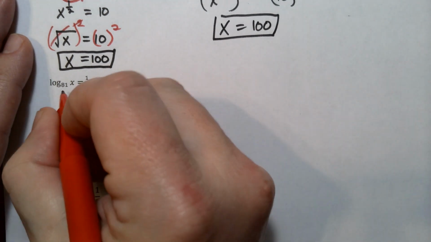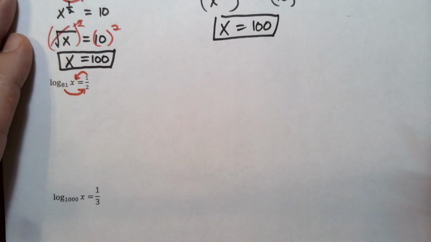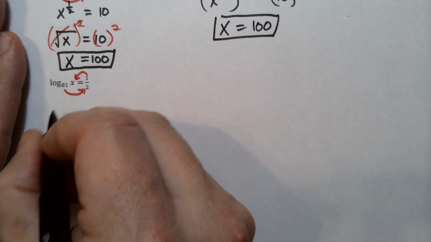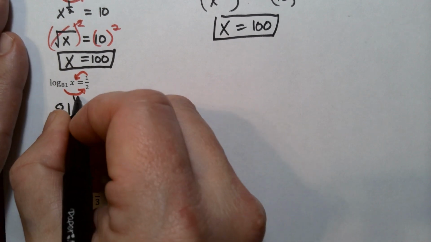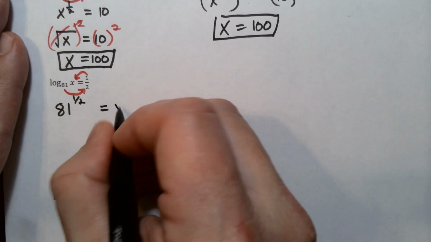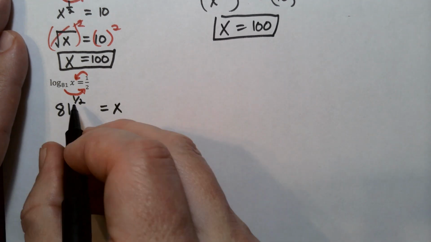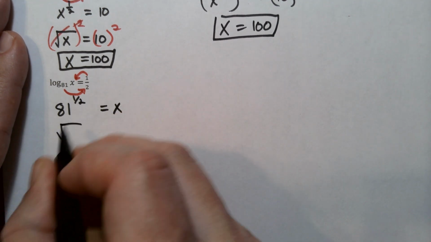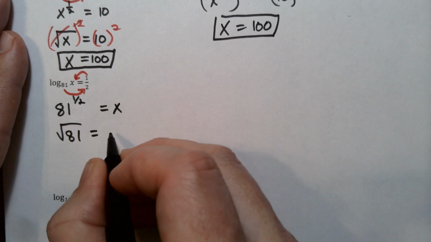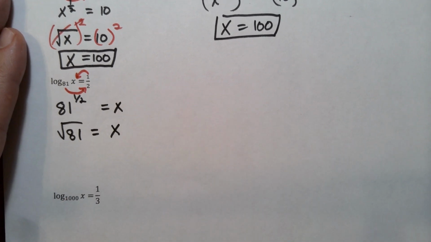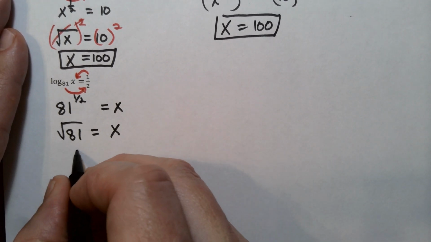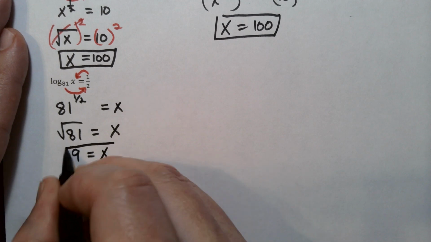Use the circle method, change it into an exponential. So it's 81 to the 1/2 equals x. Recall that the 1/2 power is the square root of 81, so this one's pretty solvable right now. It's just x is equal to the square root of 81, which is 9. So x equals 9.